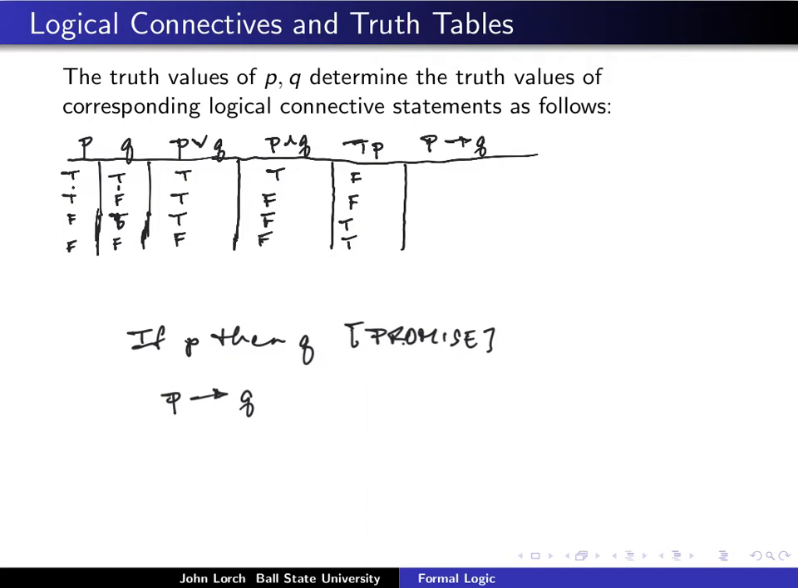So in the first instance right here, both P and Q are true, meaning that my son does clean his room, and then I follow through and take him out for ice cream. And since that promise has not been broken, we declare the conditional statement, if P then Q, to be true. So now in the next line, my son cleans his room, but I do not take him out for ice cream like I had promised to do. And in that instance, the promise has been broken, and we declare the conditional statement to be false.